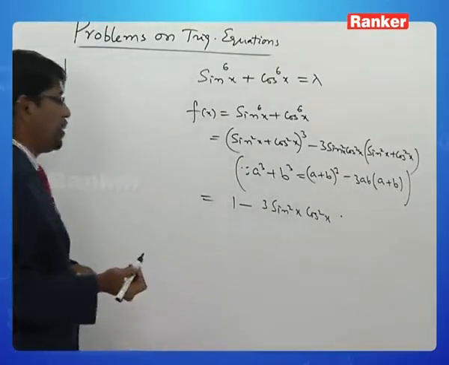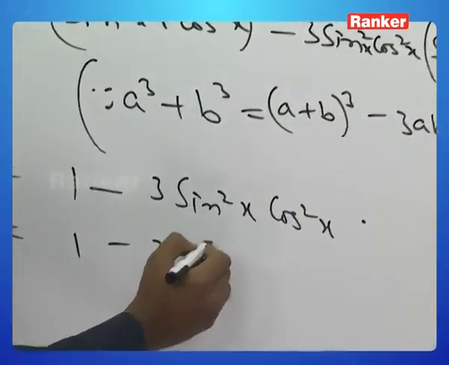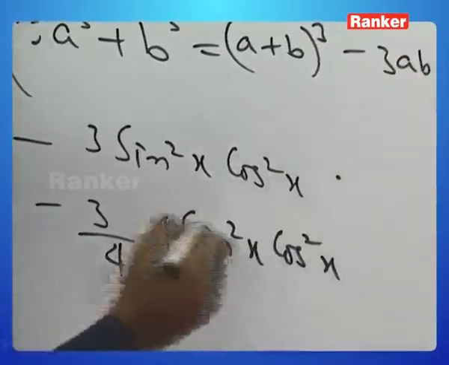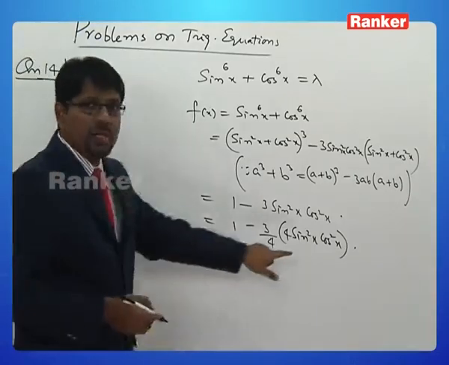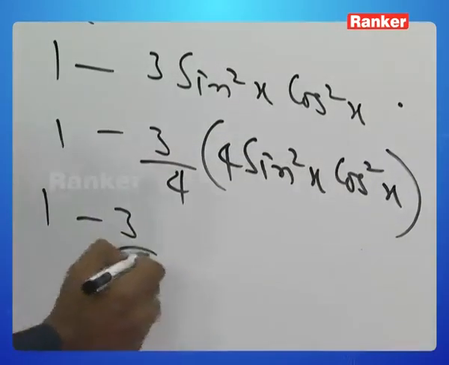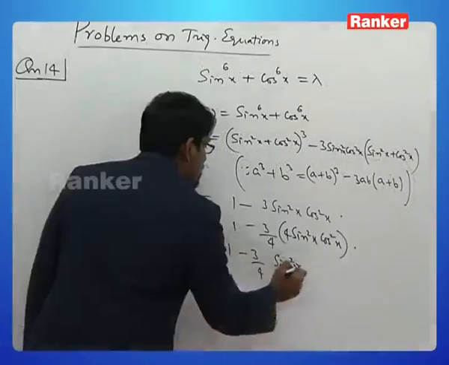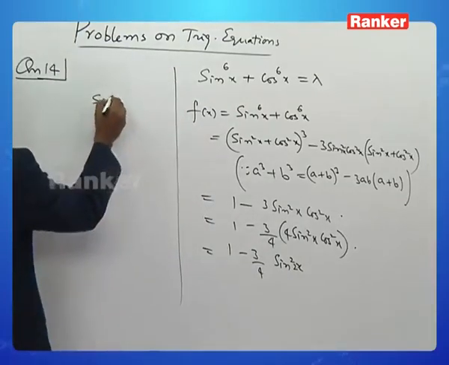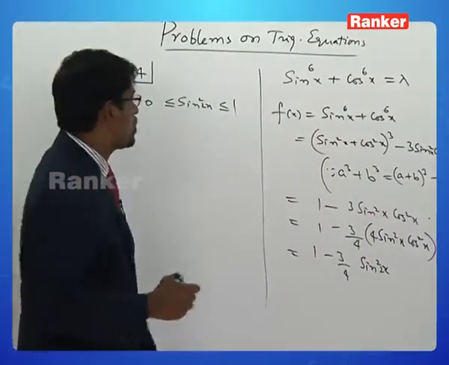Okay. And this of course is 3 by 4, multiply and divide by 4, so 4 sin square x cos square x. And what is this? 2 sin x cos x is equal to sin 2x. So I can write this as 1 minus 3 by 4 of sin square 2x. But what do you know about sin square 2x? We know the range of sin square 2x lies between 0 to 1.